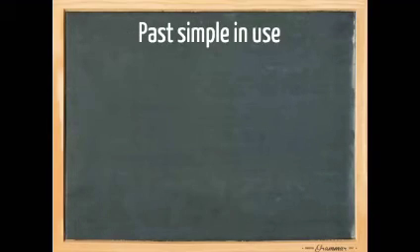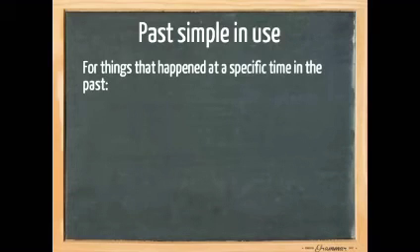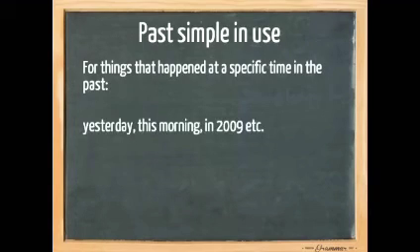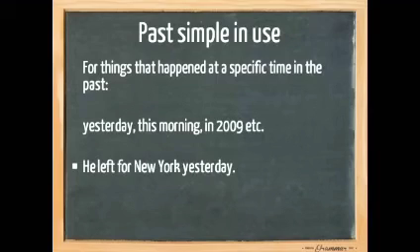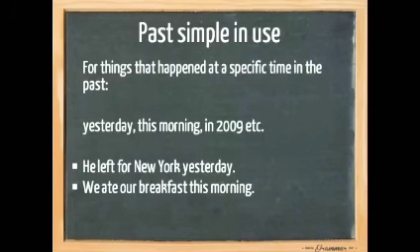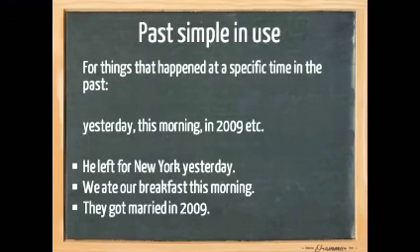Let's have a look at the past simple in use. We use the past simple for things that have happened at a specific time in the past, so we need to know when it happened. For example, yesterday, this morning, or in 2009. He left for New York yesterday. We ate our breakfast this morning. They got married in 2009.